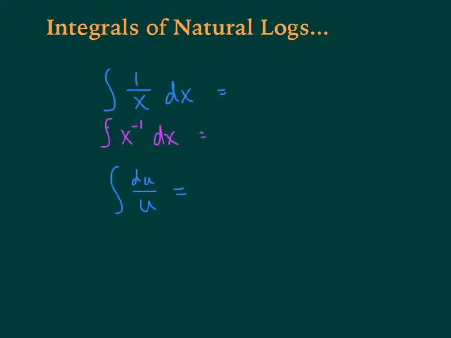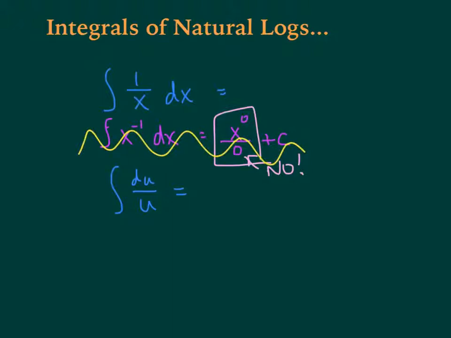If I use my normal rules, it's x to the add 1 to the exponent, which would be 0, divided by 0, and then plus c. Well, the problem with that is that this is not allowed. You cannot divide by a 0. And so, therefore, you get an answer back that is undefined, and therefore you can't have that answer. So, in fact, this is not at all how to take the integral of 1 over x dx.